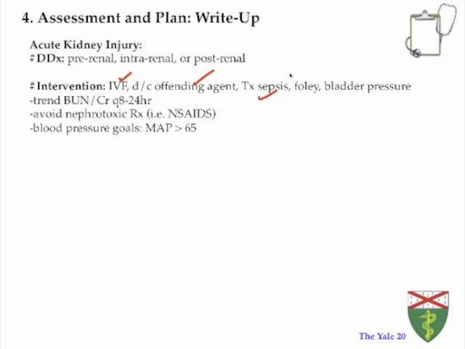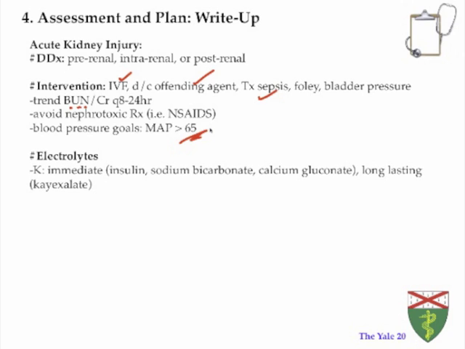We also want to talk about what we're doing to monitor these patients. This includes trending their BUN to creatinine. How frequently do we need to see this? And what kind of medications should they be avoiding? And what are their blood pressure goals if we want to keep them from being too hypotensive? Next, we want to think about those electrolytes, once again harping on the potassium and those immediate versus long-lasting measures.